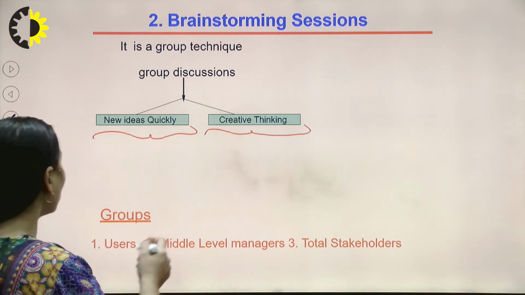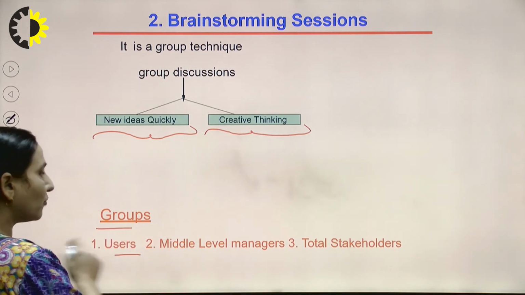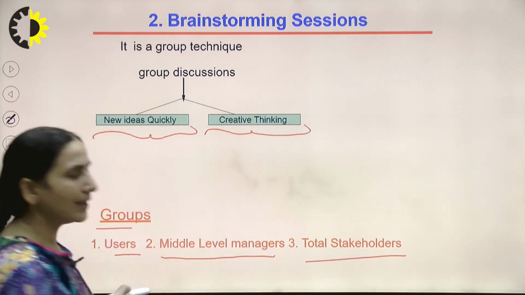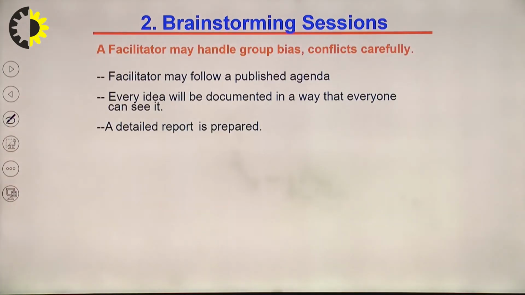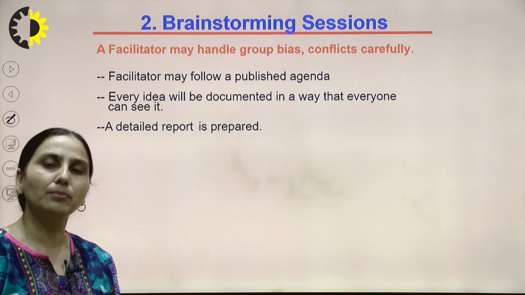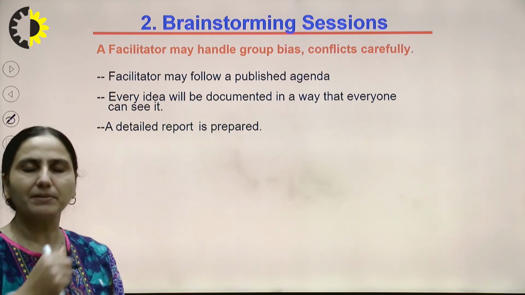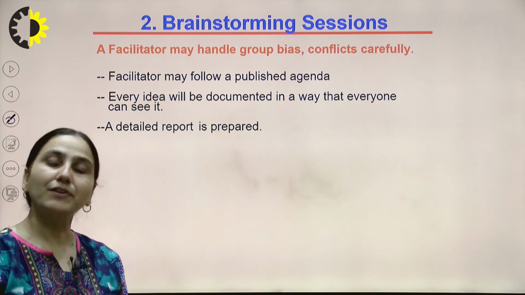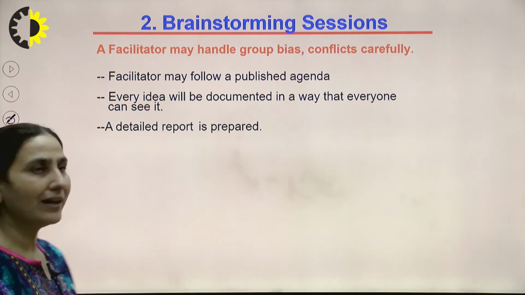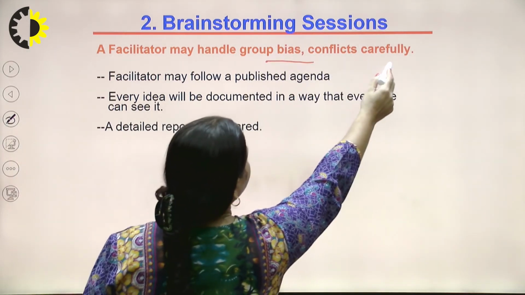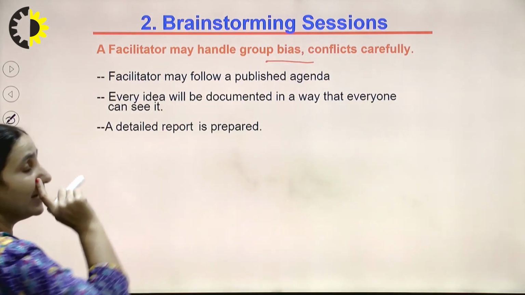If you are talking about groups, what is a group? Users can form the group, then middle level managers are there, and again the total stakeholders. So, a facilitator may handle group biases. Again, see, when we have different benefits of a particular technique, there are some cons also associated with it, right? So that means when a number of people are involved, there may be a possibility of biasing or conflict that needs to be handled by the facilitator.